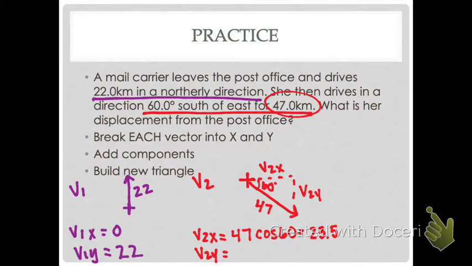To solve for y, what would be my next step? Am I going to use sine, cosine, or tangent? Sine. I'm going to use sine. 47 sine of 60. And that gives me 40.7. Now, I think I'm missing something on my 40.7. I think I have to add something there. Do you know what it is? A negative, right? Why do we have to add the negative? Because it's going south. It's going downward. So my x component was moving to the right, so I don't have to add a negative there. But my y component is. So very good.